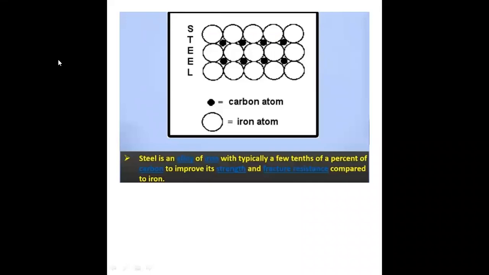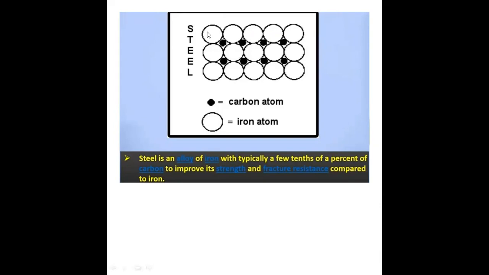Now, what I am talking about today is concrete and steel. First of all, we should know what steel is. Steel is an alloy of iron with typically a few tenths of a percent of carbon to improve its strength and fracture resistance compared to iron.